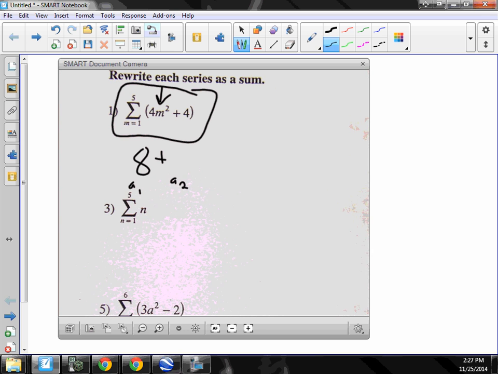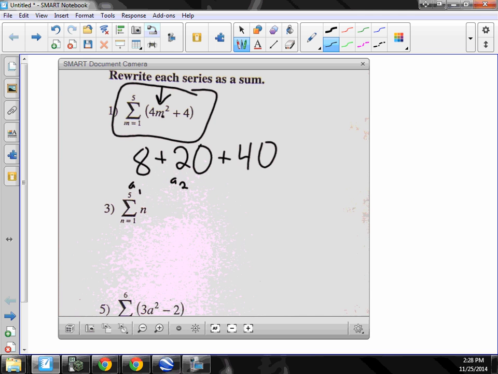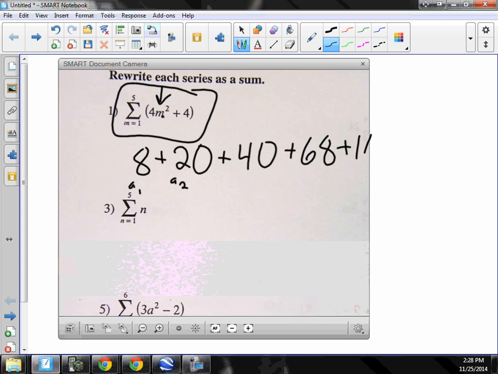So I'm going to plug in 2. 2 squared is 4 times 4 is 16 plus 4 is 20. Plus 3 squared is 9 times 4 is 36, and 36 plus 4 is 40. Now I plug in 4. 16 times 4 is 64 plus 4 is 68, and 5 squared is 25, and 25 times 4 is 100, plus 4 is 104.